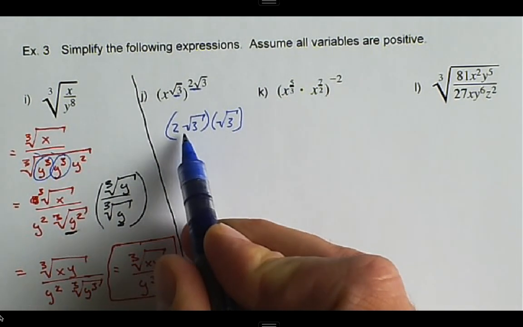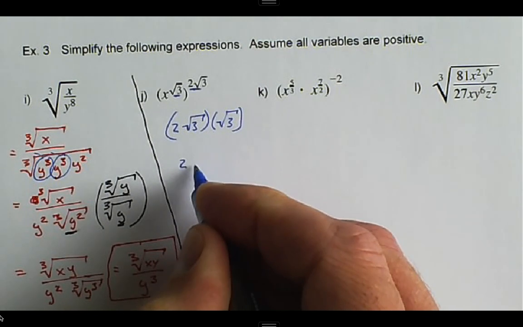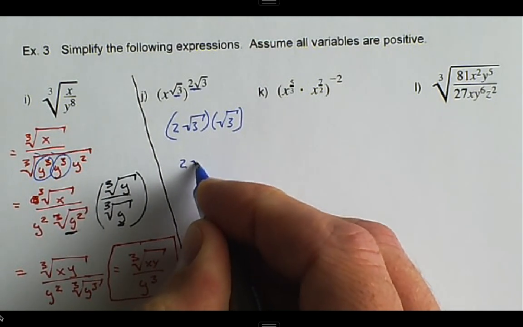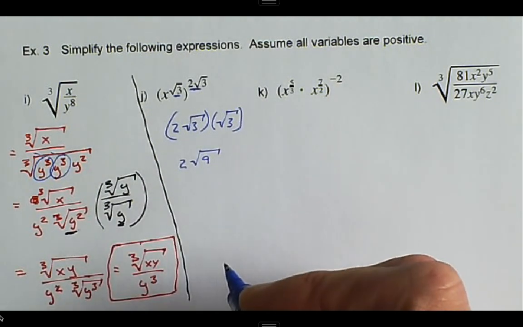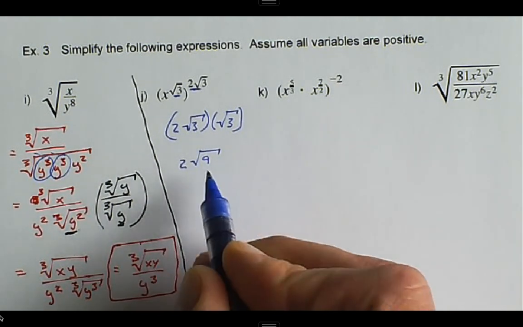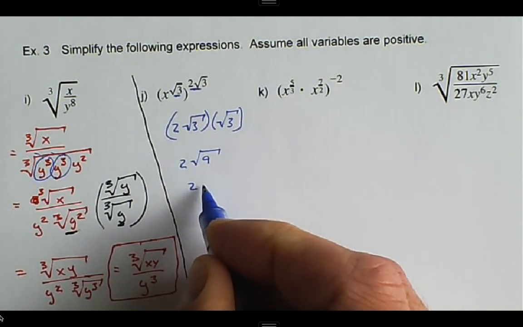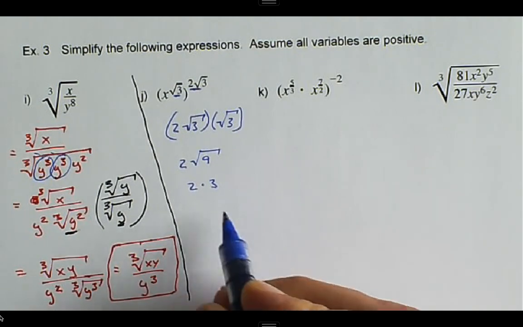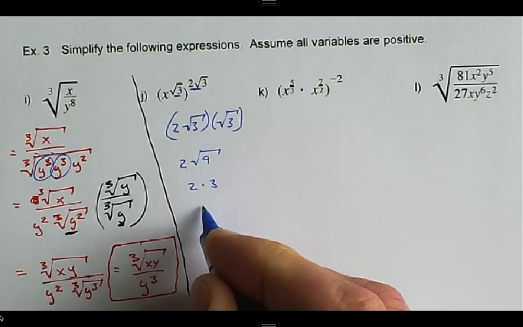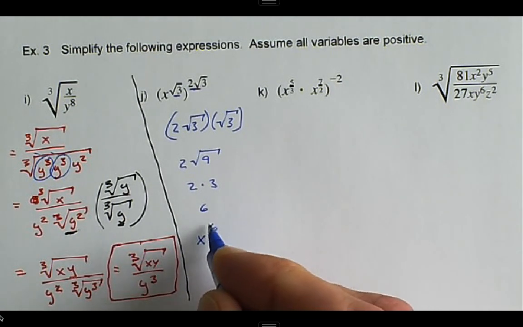When we multiply this together, we keep the same things under the radical. So 2 times the square root of 9. 3 times 3 is 9. Then we can say that we know what the square root of 9 is. So 2 times 3. 2 times 3 is 6. So the solution is x to the 6th power.